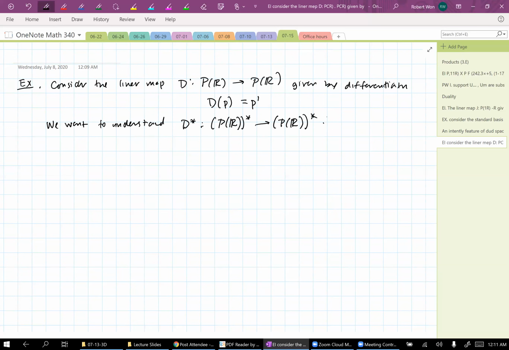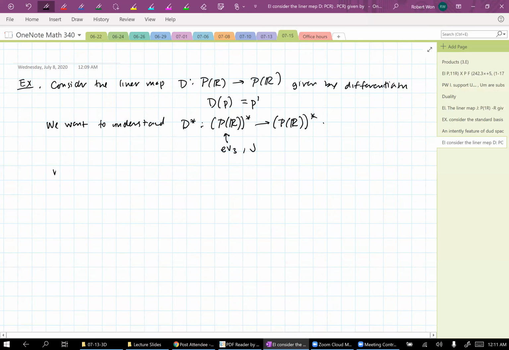Okay, well, in order to understand this dual map, I need to take an element of the dual and see what D dual does to it. But we already know two elements here, right? There's evaluation at 3 that lives in the dual space. Also J, the integration from 0 to 1, that lives in the dual space. So let's see what happens to them when you map them over using D dual.